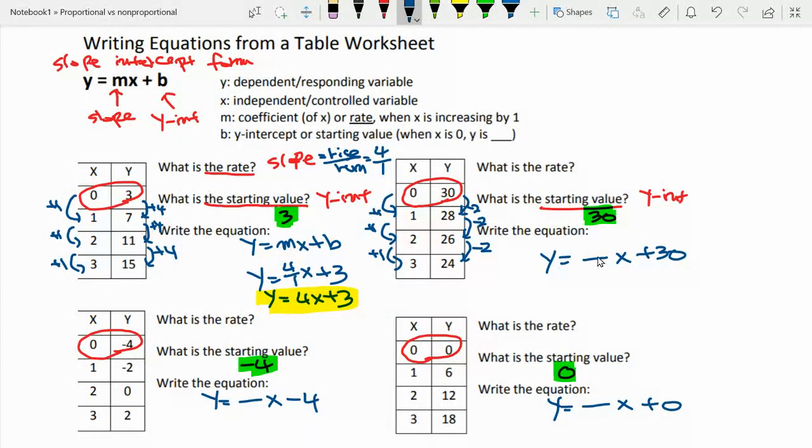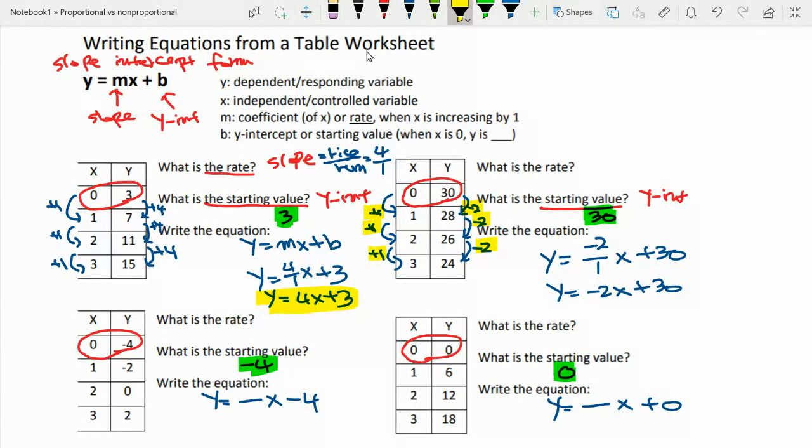So rise over run. I have as y changes by -2, my x changes by 1. Of course, we don't write over 1. Y is equal to -2x plus 30. I'm going to highlight: as y is changing by -2, x is changing by +1.